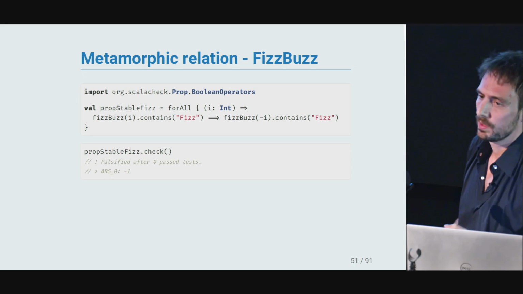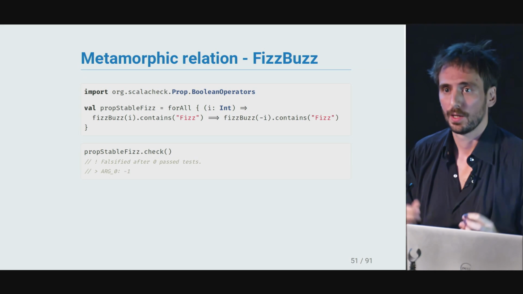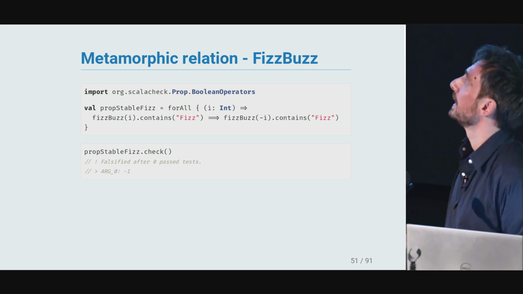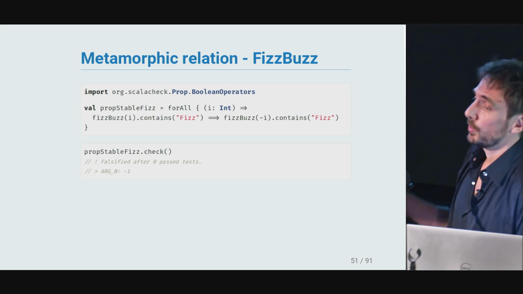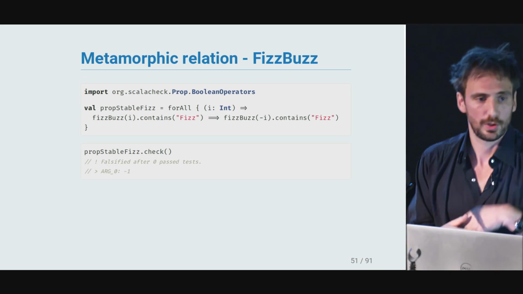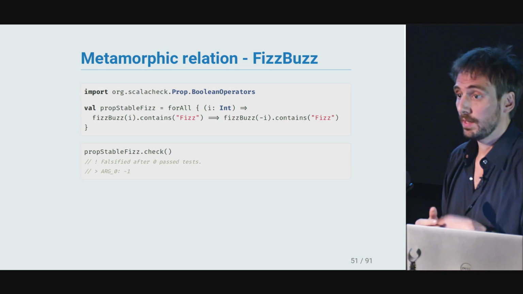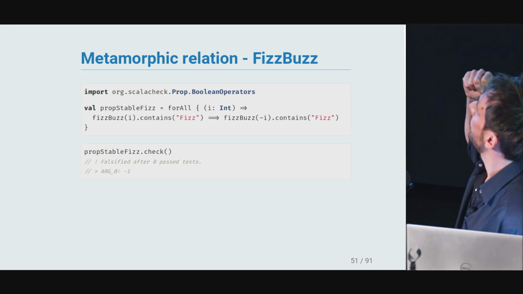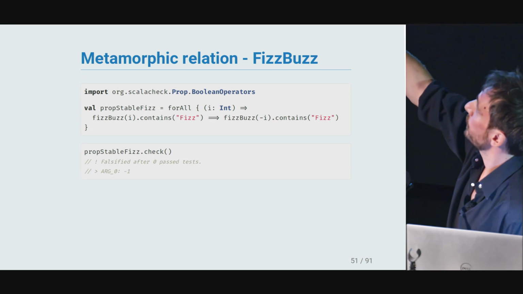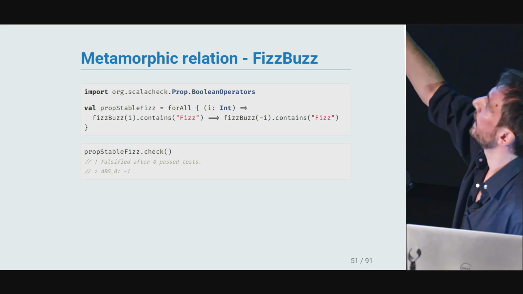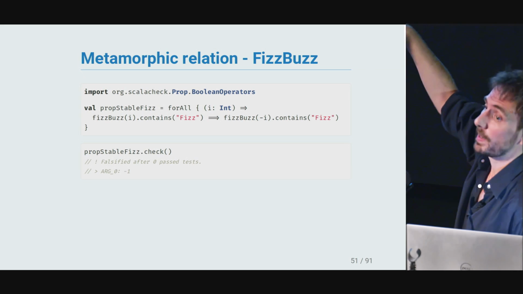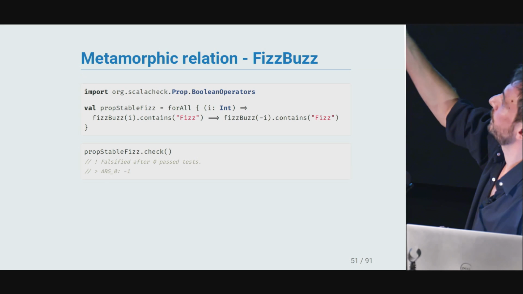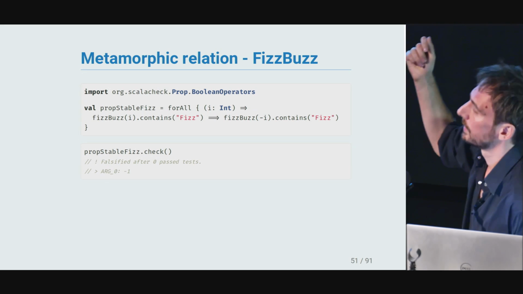For FizzBuzz, we know that if the output contains fizz, so it's either Fizz or FizzBuzz, then the number was divisible by 3. And we know that if a number is divisible by 3, then its inverse is also divisible by 3. So let's turn that into a property. This is what I've written here: for any i, if FizzBuzz of i contains fizz, then FizzBuzz of minus i must contain fizz as well. Running this property, we find the problem immediately.